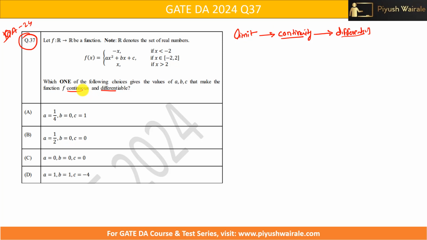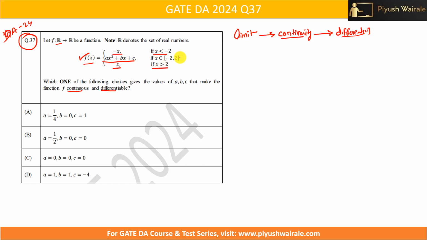So let's read the question first. Let f be a function having the domain all the real values, that is basically R, and the range is also R. So this f of x is given to us. F of x equals minus x when x is less than minus 2. F of x equals x when x is greater than 2. And f of x will be equal to this particular equation when x is between minus 2 and 2.